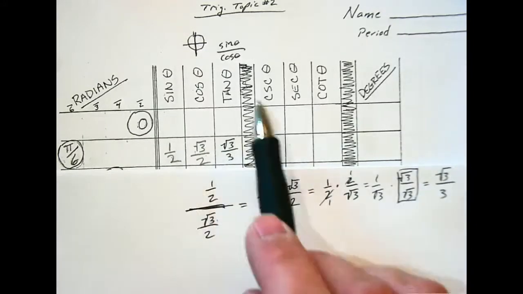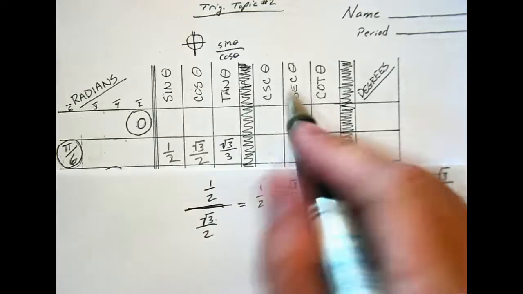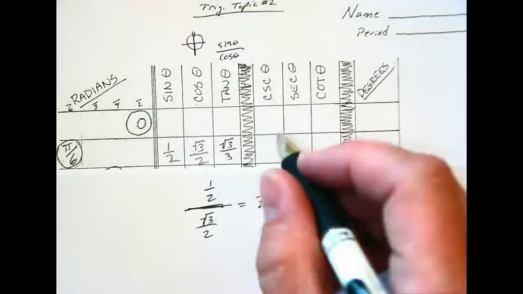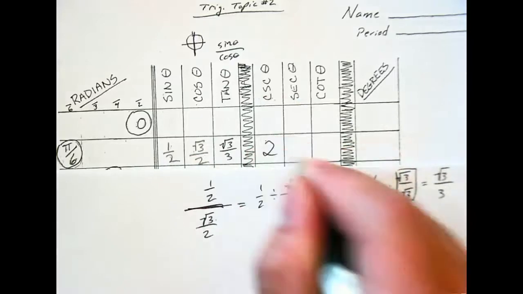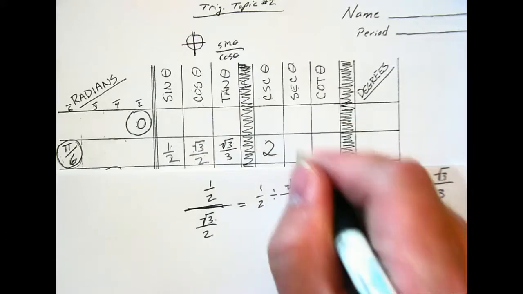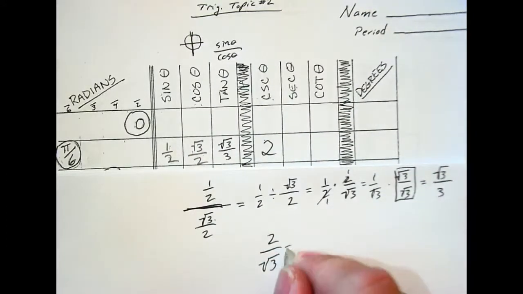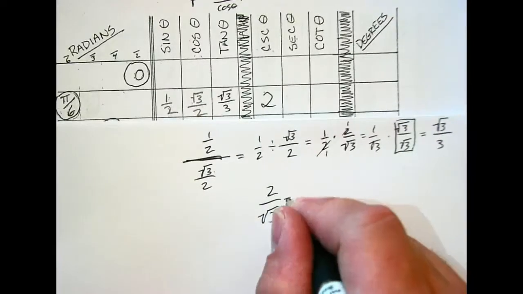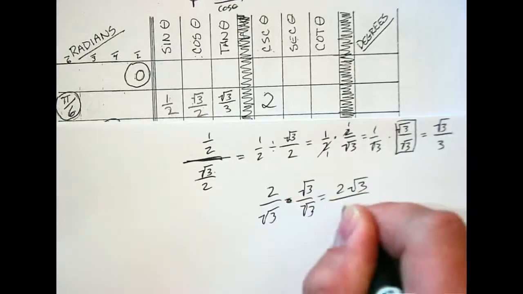Now, when I'm looking at cosecant, cosecant is the reciprocal of what? It's a reciprocal of sine. You would think it would go with cosine because they both start with c, but it doesn't. It's the opposite of that. So it's a reciprocal of sine. So the reciprocal of 1/2 is 2. The reciprocal, for secant, of cosine is 2 over root 3. Can't have that, it's root 3. Okay? Can't have that. We've got to multiply it by root 3 over root 3. 2 root 3 over 3.